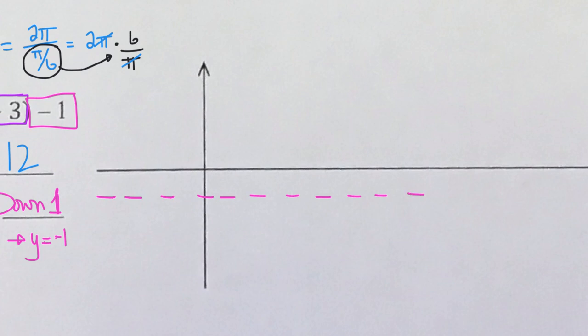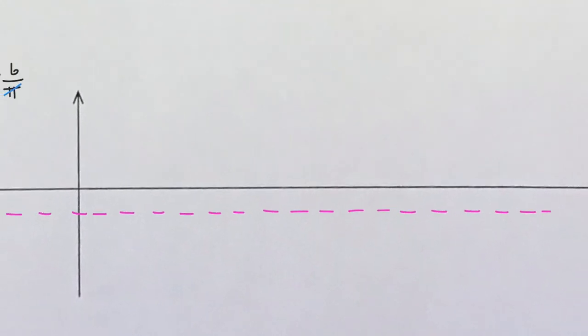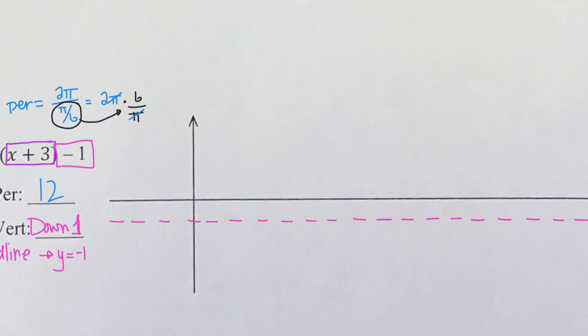Right? You don't actually see this. If you were going to graph this in a calculator, you wouldn't see this horizontal dashed line. It does not exist. The horizontal center does not exist on a graphing calculator. But it does help us graph it by hand.